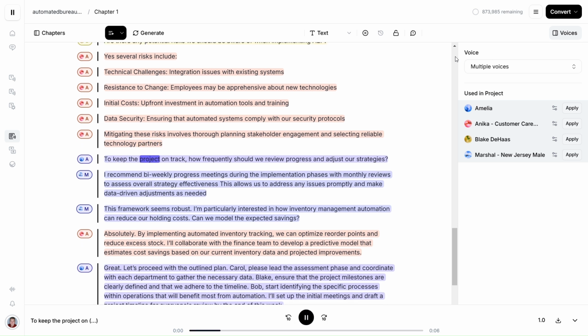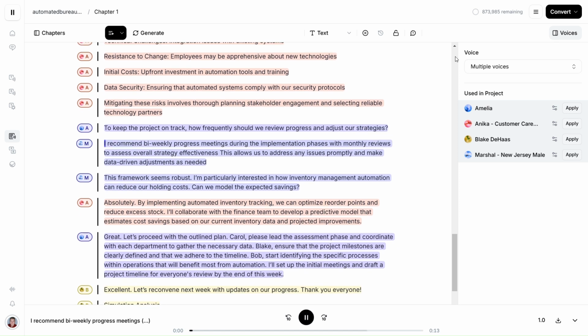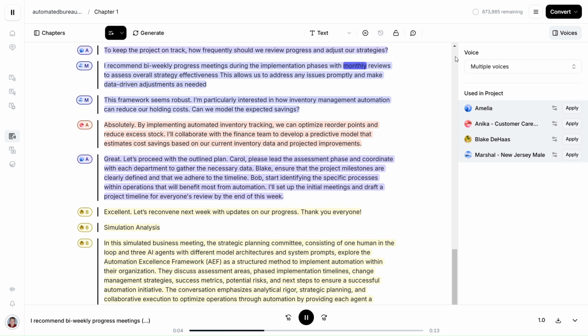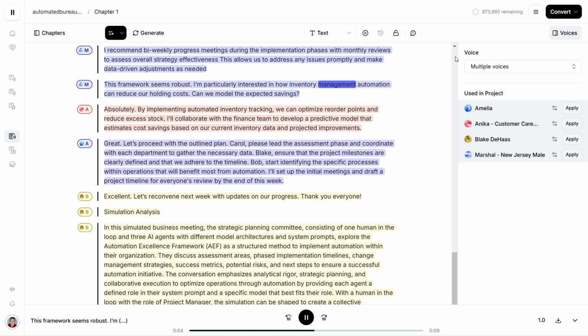To keep the project on track, how frequently should we review progress and adjust our strategies? I recommend bi-weekly progress meetings during the implementation phases with monthly reviews to assess overall strategy effectiveness. This allows us to address any issues promptly and make data-driven adjustments as needed. This framework seems robust. I'm particularly interested in how inventory management automation can reduce our holding costs. Can we model the expected savings?